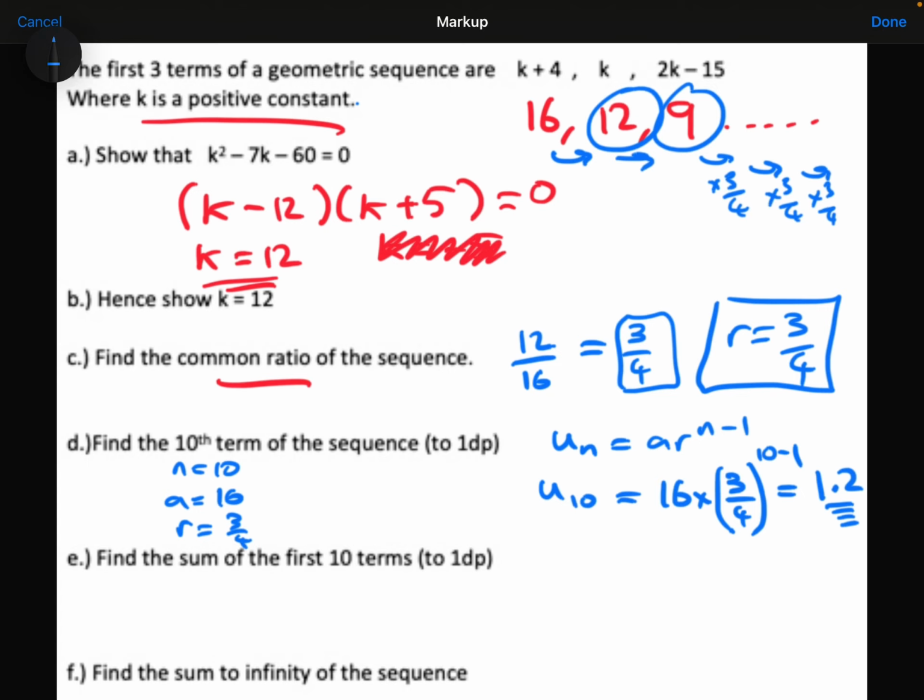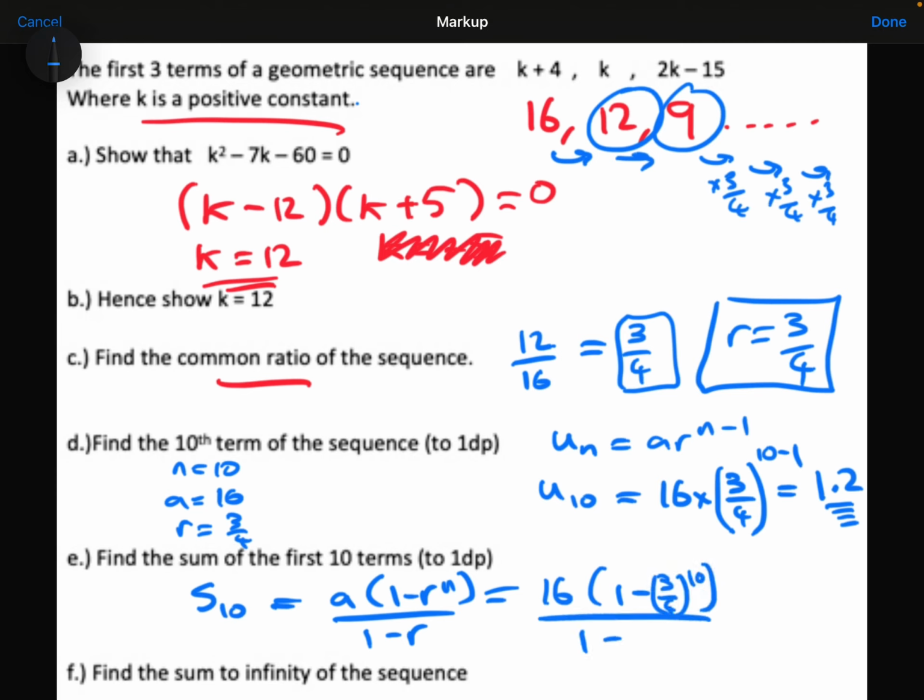Part E, find the sum of those 10 numbers. Let's use the sum formula for that. So the sum of 10 terms is going to be equal to, let's just remind ourselves what the formula is for now. So a is 16. Then we've got 1 minus 3/4 to the power of 10 over 1 minus 3/4, which to 1 decimal place is 60.4. So that would be the sum of the first 10 numbers of that sequence.